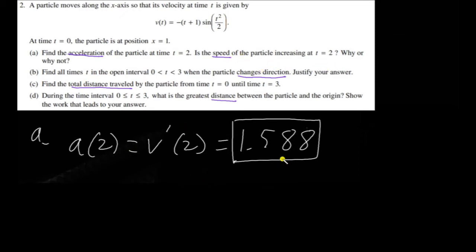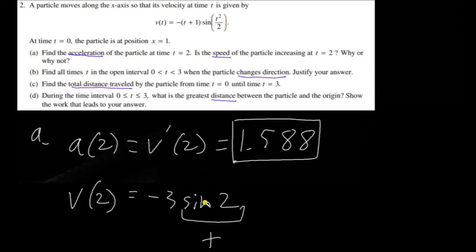So at t equals 2, if we want to find if the speed is increasing or decreasing, we know a of 2 is positive. We need to check v of 2. Okay, is v of 2 positive or negative? So I can plug in 2 into here, and I'm going to get negative 3 times sine of t squared over 2, which is sine of 2. And sine of 2 is a positive number since it's in the second quadrant in the unit circle. So if we have a negative number times a positive number, it's going to give us a negative number. So the velocity at 2 is negative, the acceleration at 2 is positive. They have opposite signs.